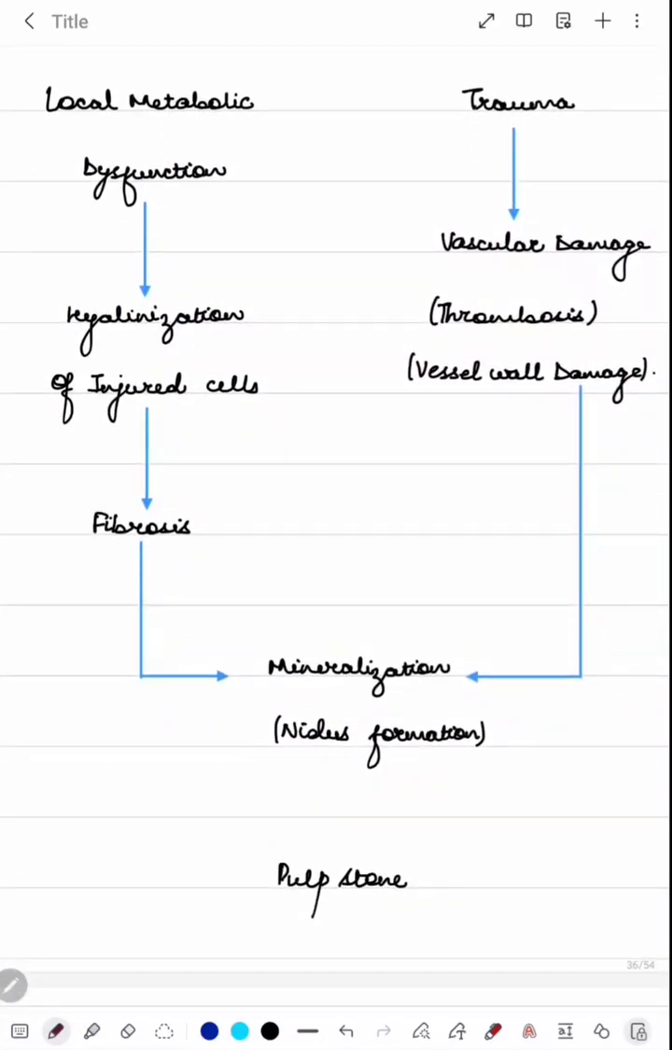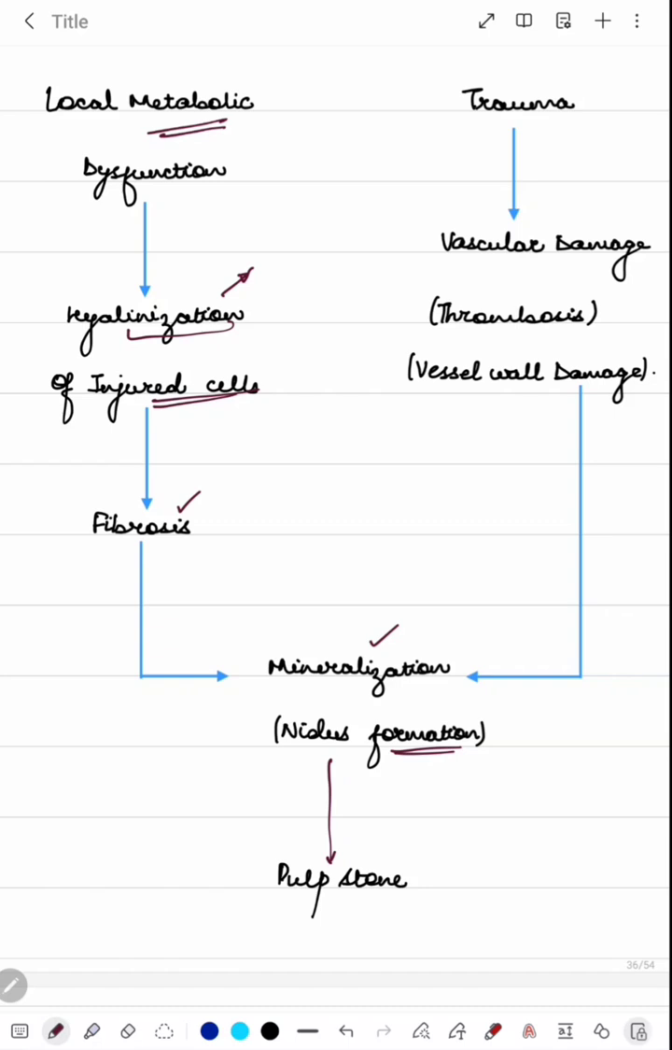Now the mechanism of the formation of pulp stone. Due to any local metabolic dysfunction, there will be hyalinization of the injured cells. Basically a degenerative, pathological process is happening. After that there will be fibrosis of those injured cells, that will result in mineralization, or you can say the calcification of that structure. And there will be a nidus formation where all the microorganisms can rely, right? And therefore there will be a formation of the pulp stone.